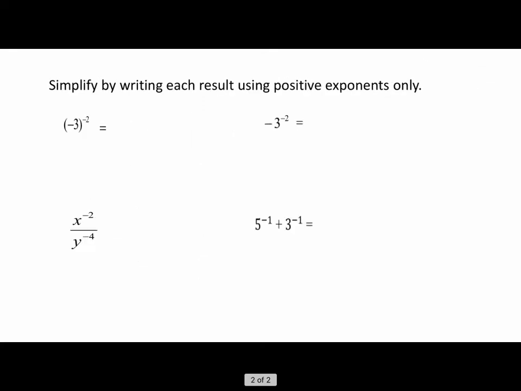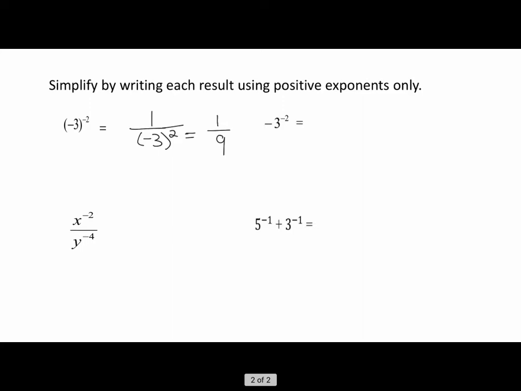Simplify by writing the result using positive exponents only. So let's continue. The base of the negative exponent here is negative 3. So it moves over the division bar and gets a positive exponent. We need a 1 to hold the place of the numerator. So negative 3 times negative 3 is positive 9.